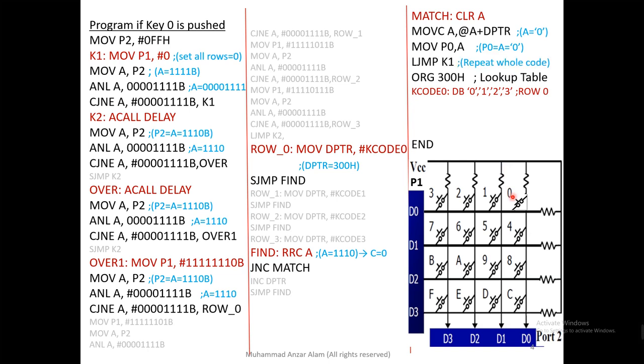Okay, and then long jump to K1, repeat whole code. Where is K1? K1. So after identifying one of the keys which was pressed, the program will repeat the whole code and jump to K1, and again it will see all these values. Okay, so the things will repeat. Hope you understand.